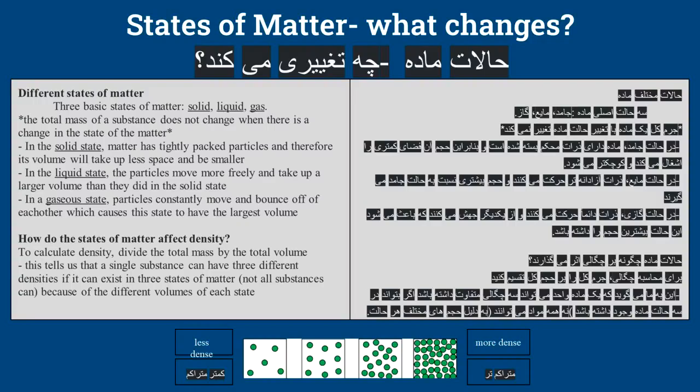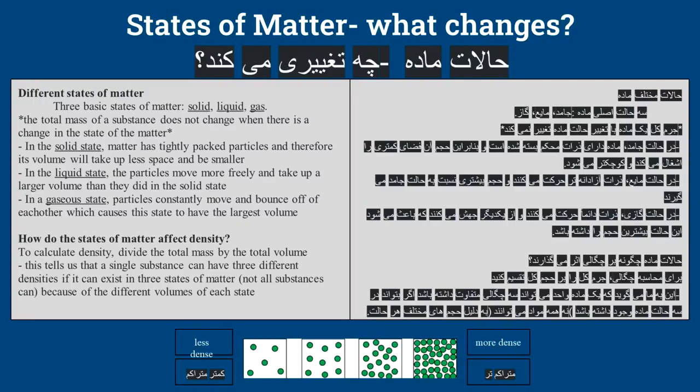It's important to remember that the states of matter will affect the results when calculating the density of a substance. I will talk to you guys a little bit about the 3 basic states of matter: solid, liquid, and gas. I want to remind you guys that when a substance moves between states of matter, the total mass of the substance does not change, but the amount of space that the substance occupies does change, and this affects the density.